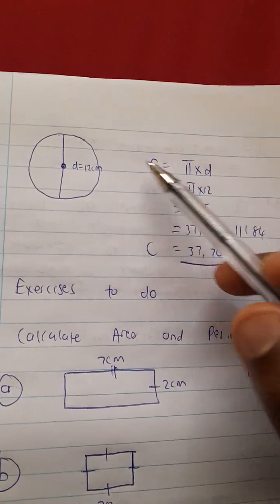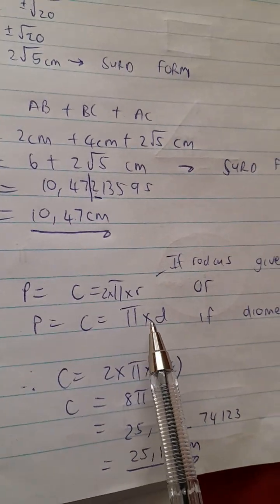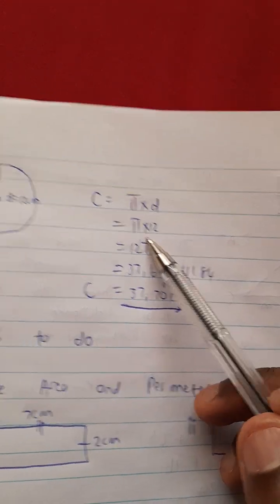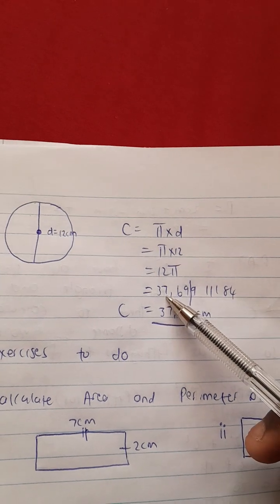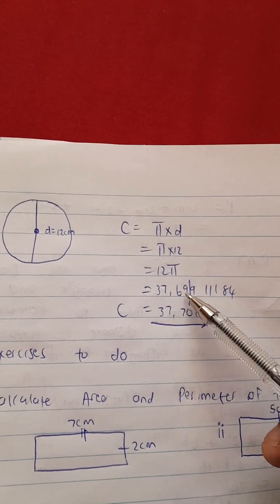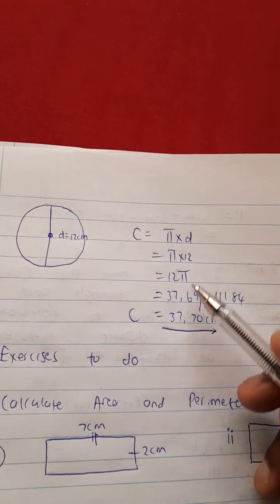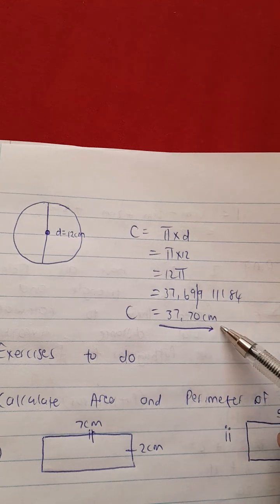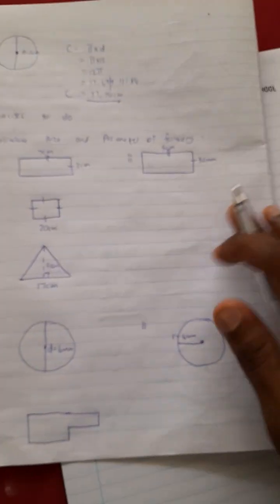In the case where we have not been given the radius, but we've been given the diameter, to calculate the circumference, we can use this formula, pi times d. So all we do is we say pi times d. We substitute the diameter, which is 12. We get 12 pi. We press SD in our calculator. We get 37,69. What does this 9 say to this 9? Go up by 1. This is 69. If we go up by 1, we get 70. So it's 37,70 centimeters.